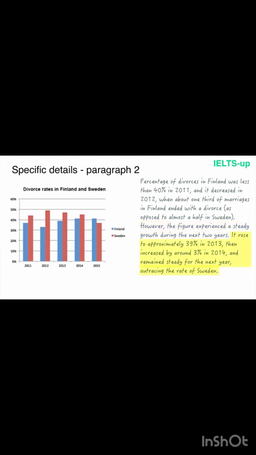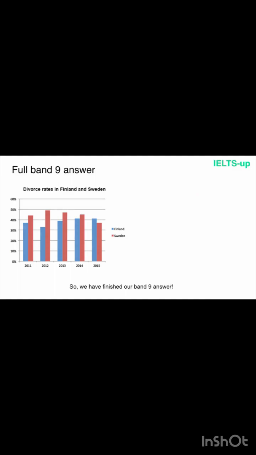In my last sentence, I describe the changes that happened to Finland's rate from 2013 to 2015 in detail. You can see that I use words approximately and around to show that I describe percentages, which cannot be told exactly from the graph. Great! That's our second paragraph with specific features. So, we have finished our Band 9 answer.